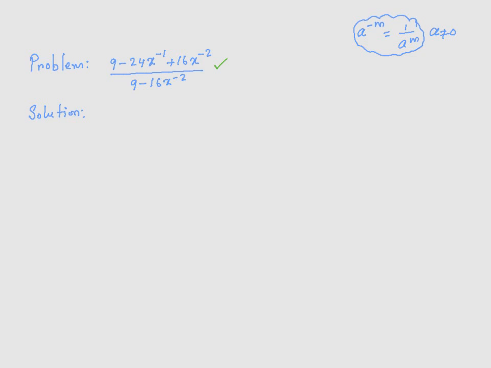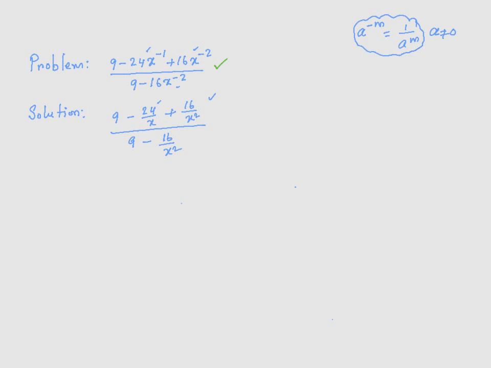Now, if I do that, I get the following. This is what I get. Please note, x to the power negative 2 is 1 over x square, times 16 is 16 over x square. Similarly, simplify this. 24 times x to the power negative 1 is 24 times 1 over x, which is 24 over x. And in the denominator, 16 times x to the power negative 2 is 16 times 1 over x square, and then that becomes 16 over x square.